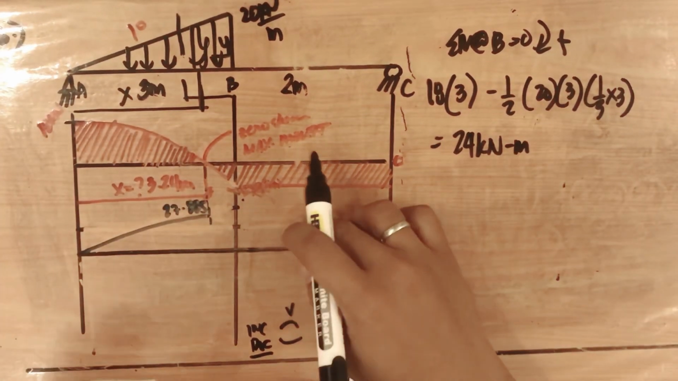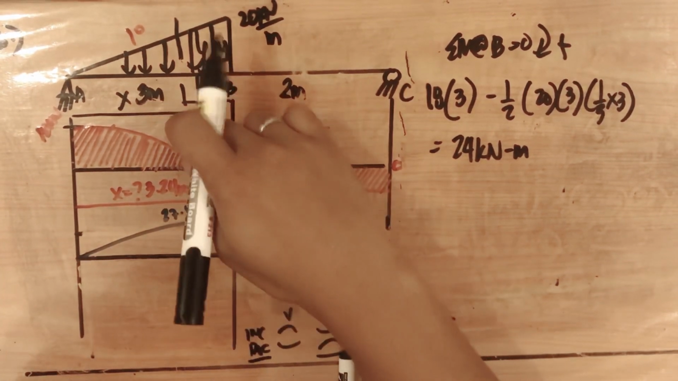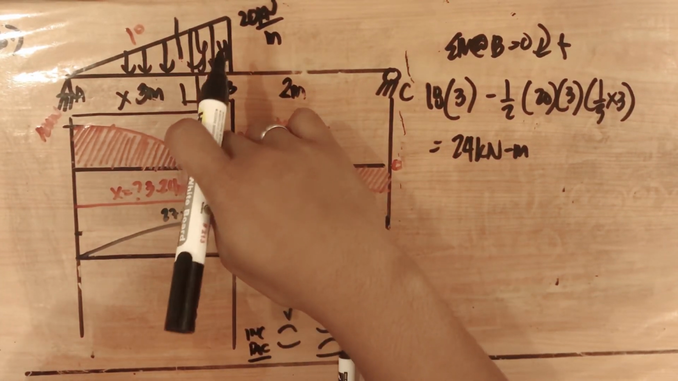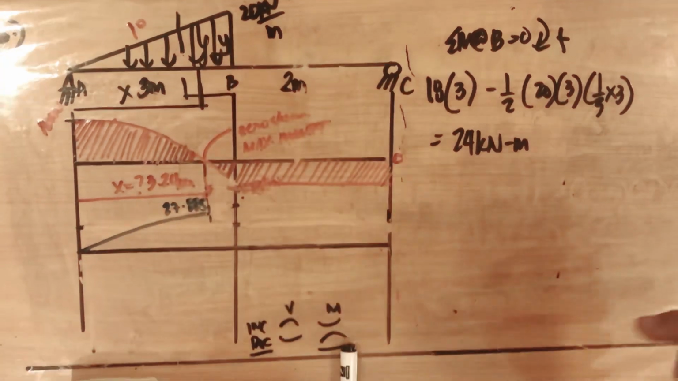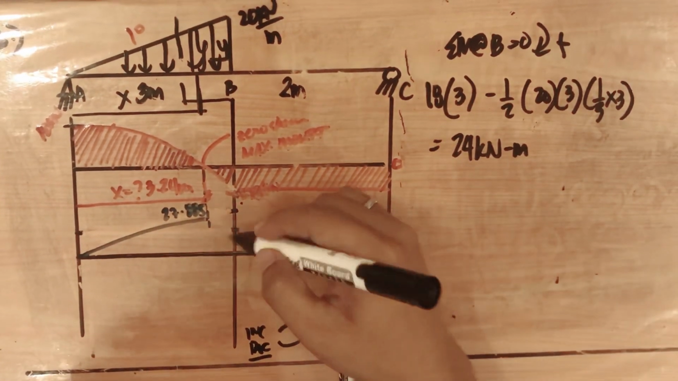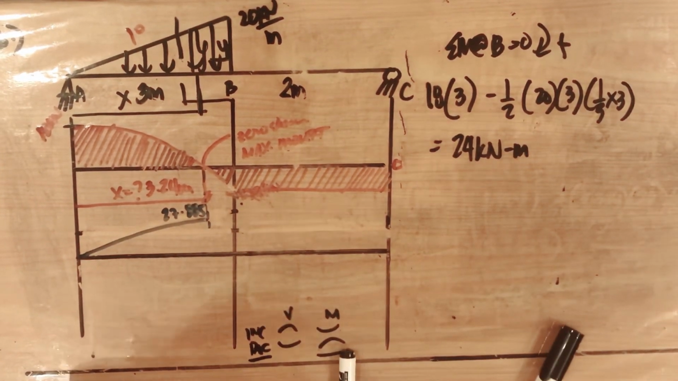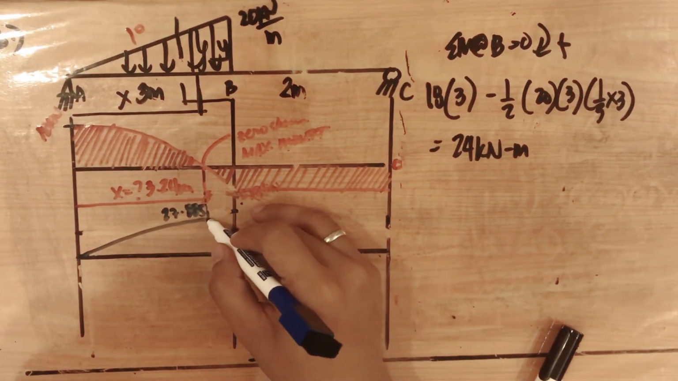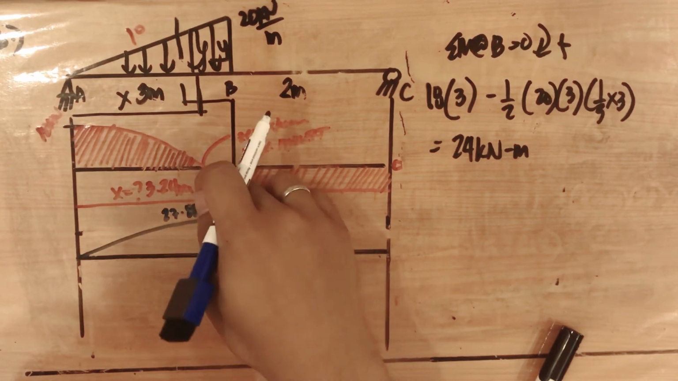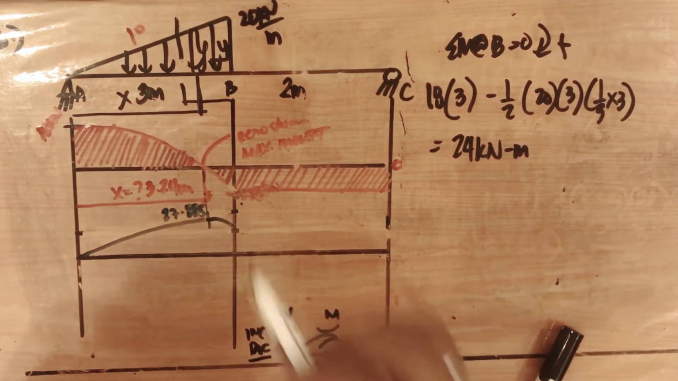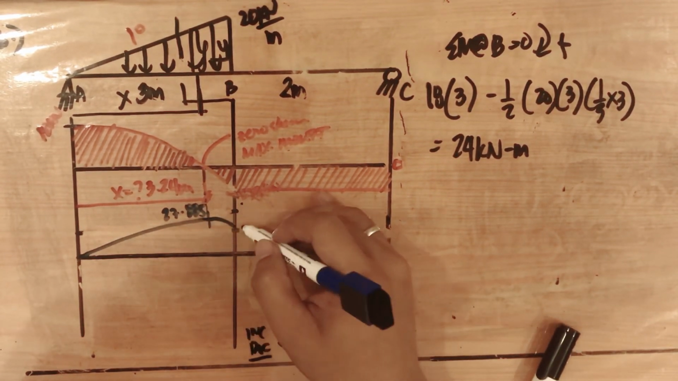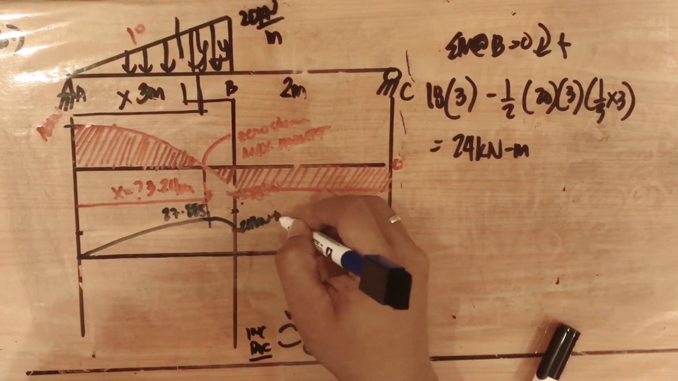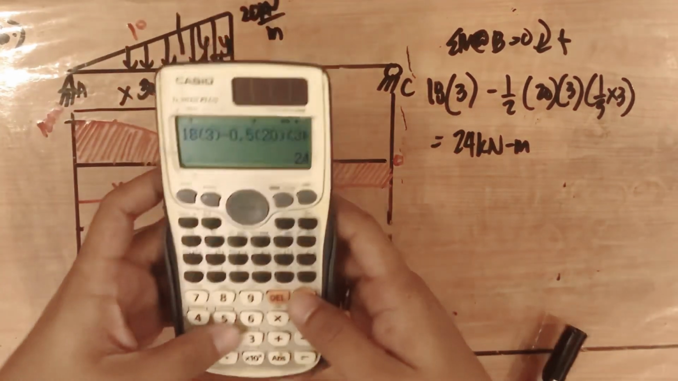So, as you can see, kung saan lagi na-allocate yung zero shear, nandoon yung maximum moment. So, ayan. From 27.885, bumaba tayo na 24 kilonewton per meter. So, decreasing yan. So, dito pa rin tayo. Decreasing. So, 24 kilonewton per meter.